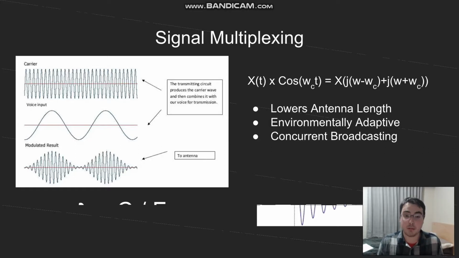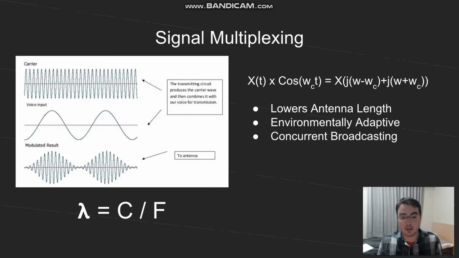And why do we use signal multiplexing? Well, first off, it's key to note the physical components involved in transmitting the signal over the air. We have our antenna length, which is controlled by c over f, which is our speed of light over our frequency. So how it works is the lower the frequency that we're transmitting, the longer the antenna for this transmission process has to be.